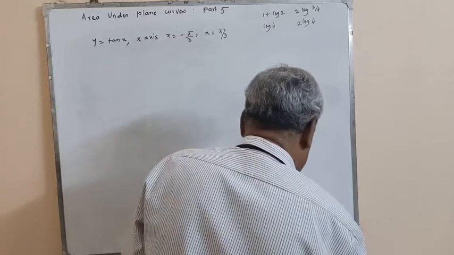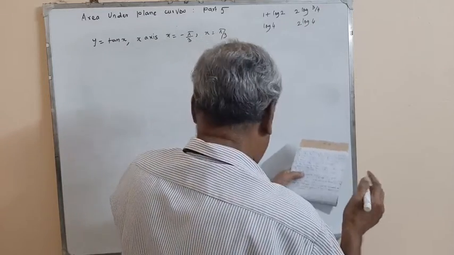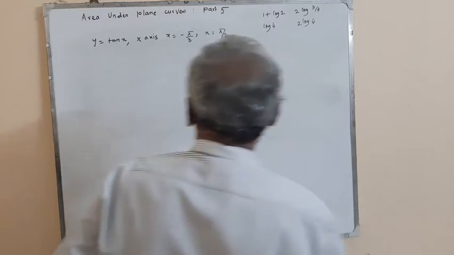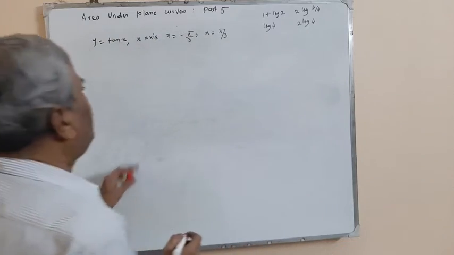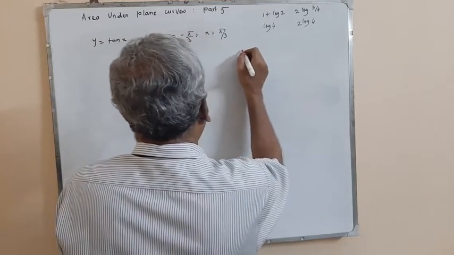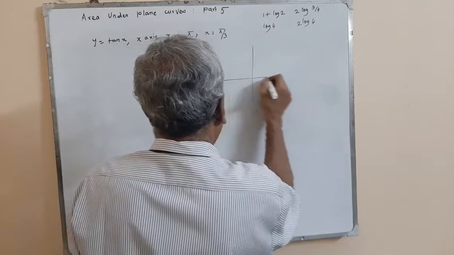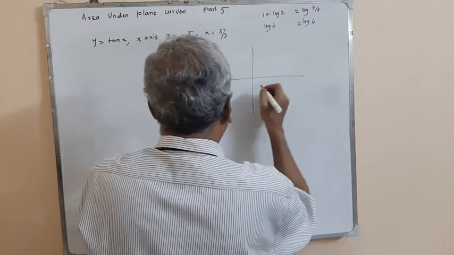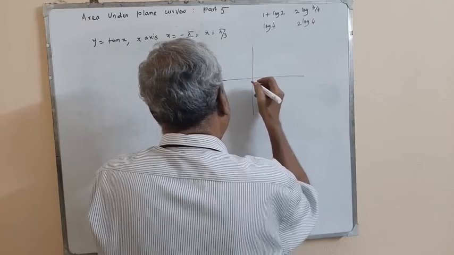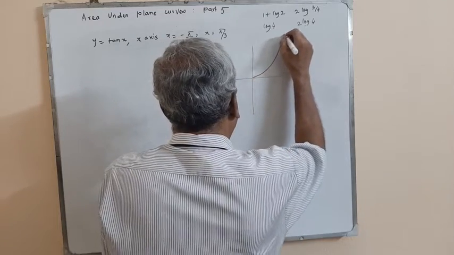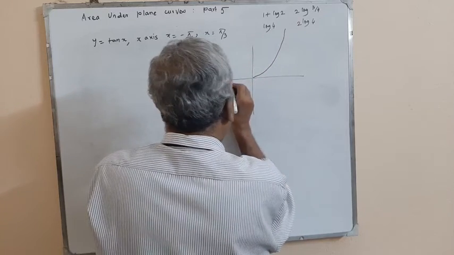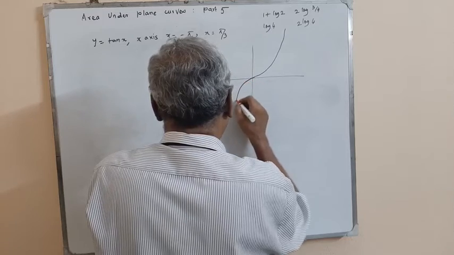Okay, let us see the rough sketch of the given curve and straight lines. It is one curve, y is equal to tan x. Actually at pi by 2, tan x tends to infinity. At 0, tan x is 0. So it is of that type. At pi by 2, it tends to infinity, and at minus pi by 2, it tends to minus infinity.